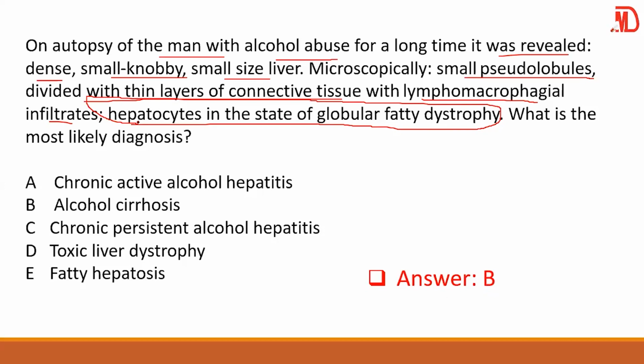So this one is actually alcoholic liver cirrhosis. You're thinking of liver cirrhosis, or alcohol cirrhosis. Alcohol cirrhosis. All right.